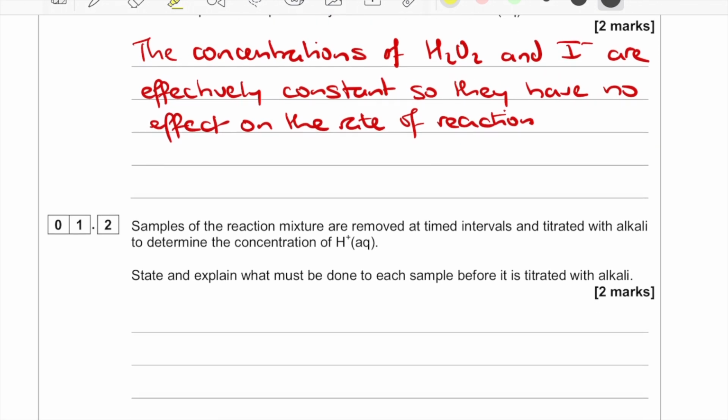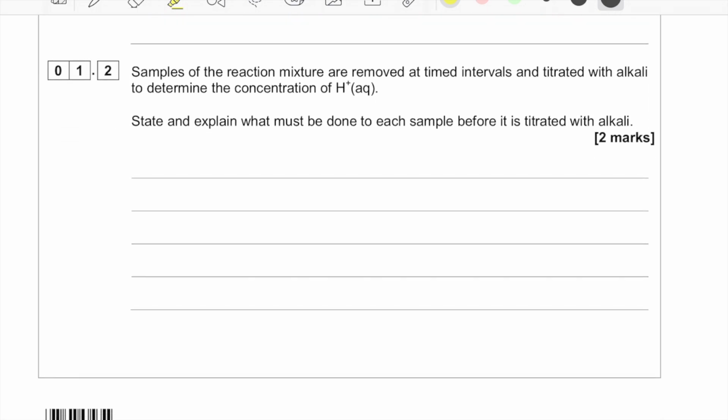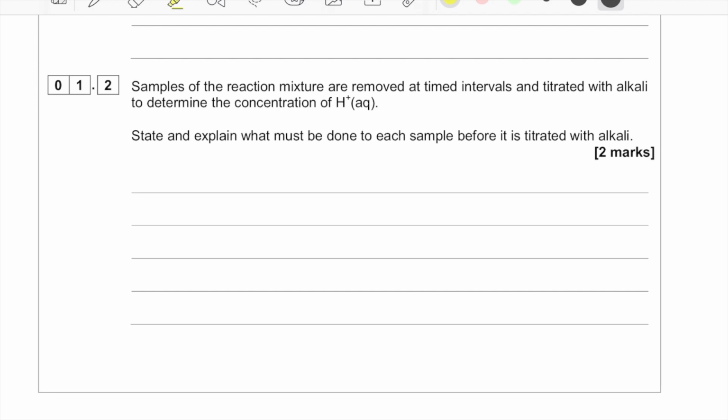Right. Okay, so then it says samples of the reaction mixture are removed at timed intervals and titrated with alkali to determine the concentration of H+. State and explain what must be done to each sample before it is titrated with alkali. Now, I don't know what the timed intervals are, but let's say they're every 60 seconds. So we start the reaction, and then every 60 seconds we want to be titrating our sample to determine how much H+ is left, so that we can later plot a graph of concentration against time. In fact, that's going to be the next part of the question.